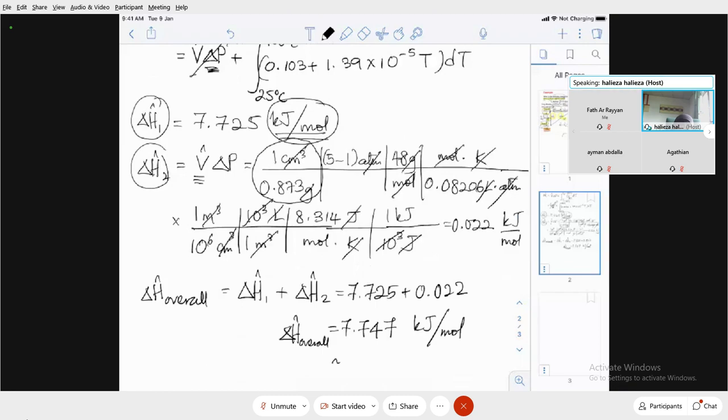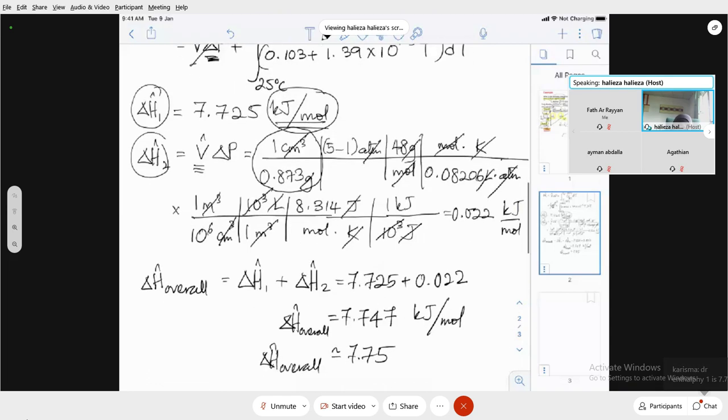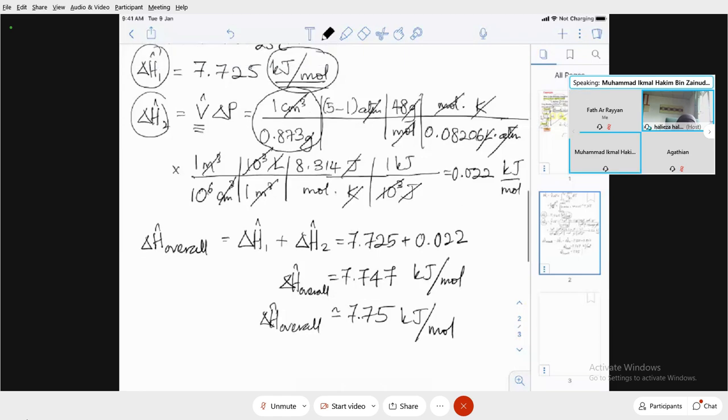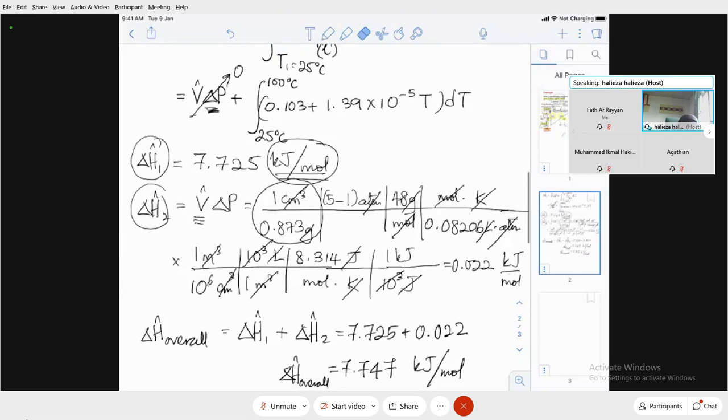Round it off to 7.75. Oh, the answer given is 7.81. There might be a slight rounding-off error, maybe. But this is the final answer. Oh, for the change in enthalpy 1, I got 7.79. Let me erase. Somebody say is 7.7 what? 7.79. Yes, same, doctor, 7.79.